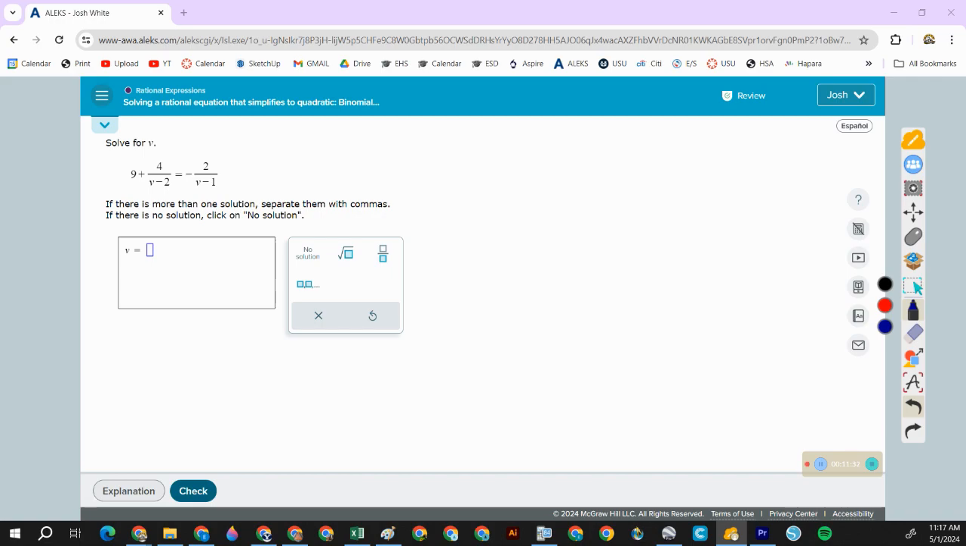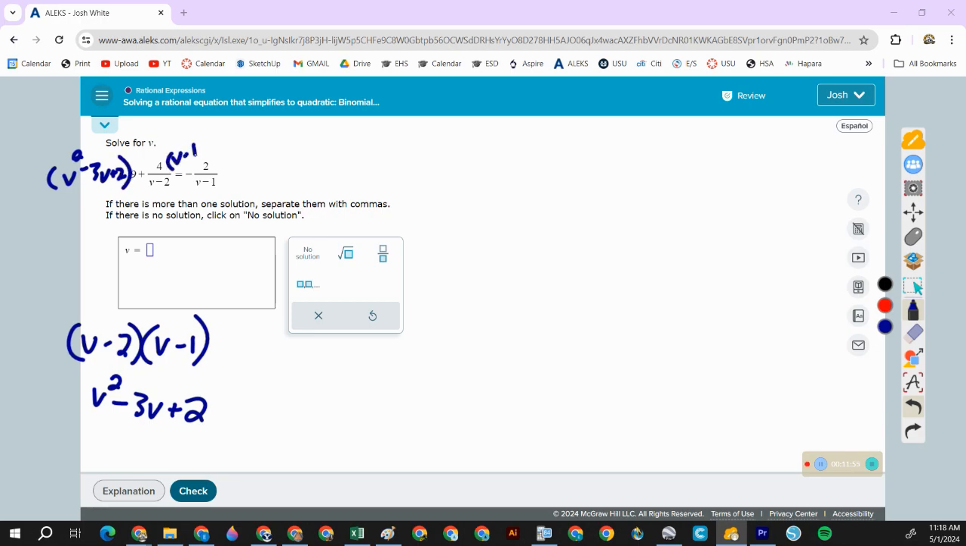Common denominator here is going to be v minus 2 and v minus 1. So the left side needs both, and together those will be v squared minus 3v plus 2. So this side needs a v squared minus 3v plus 2. This one needs a v minus 1, and this one needs a v minus 2. Now I can delete all the denominators, but I need to remember that v cannot be 2 or 1.